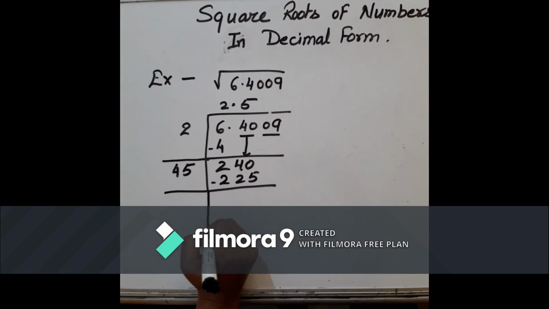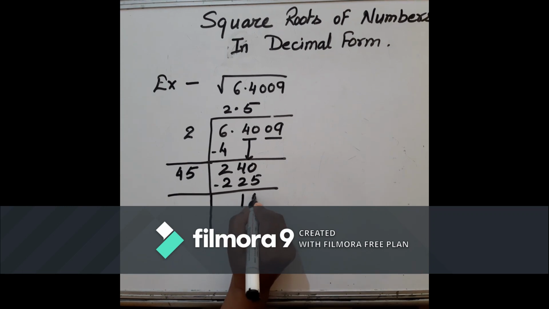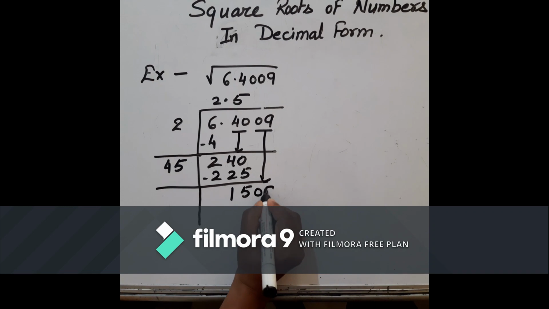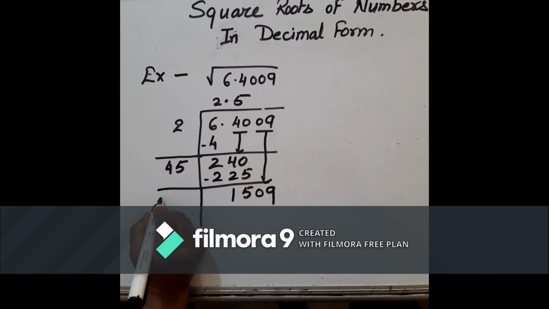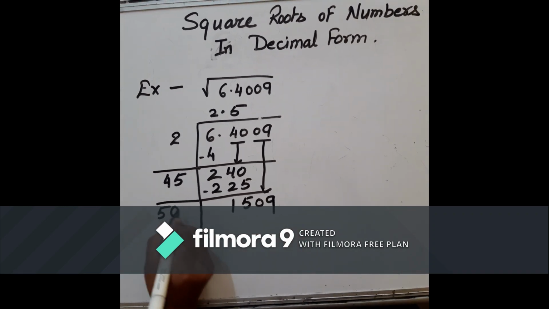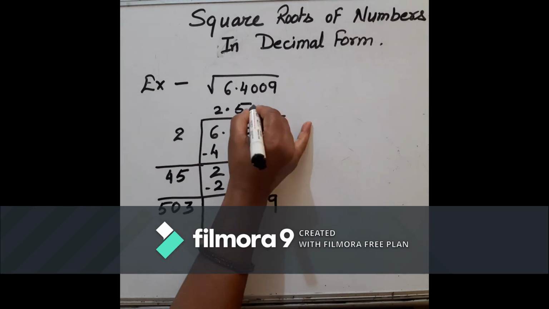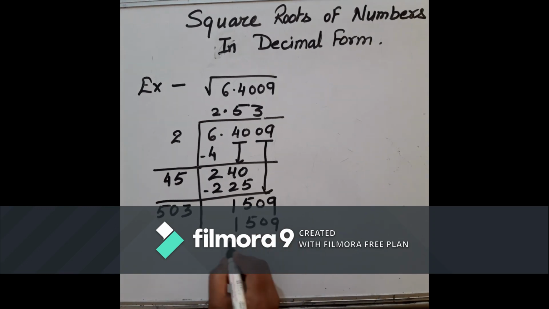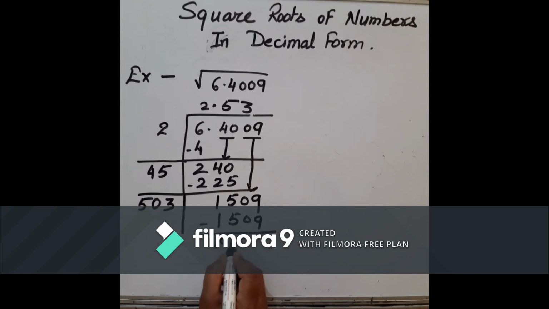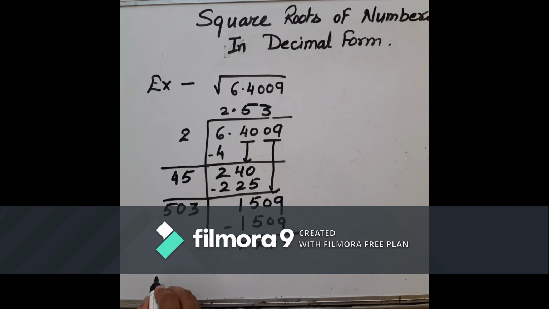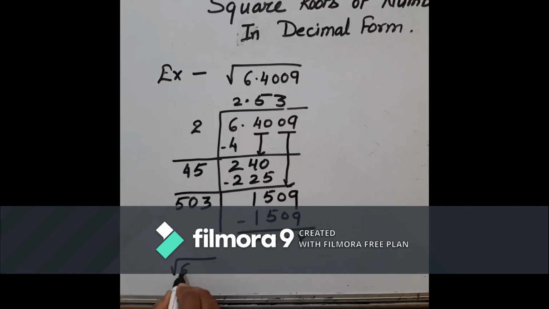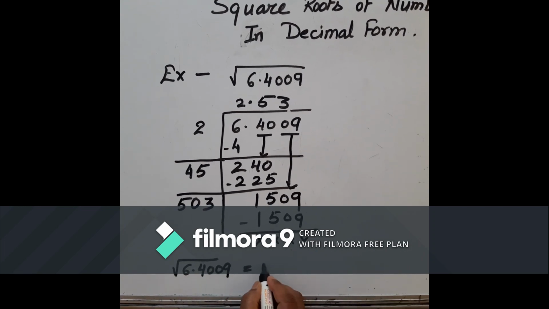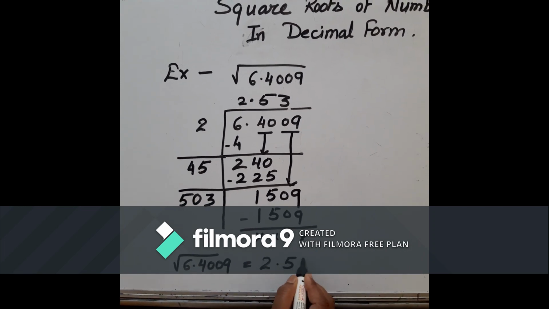then subtract, 15 comes, and then bring down the next pair. 45 plus 5 is 50, and 3 3s are 1509. So the square root of 6.4009 is 2.53.